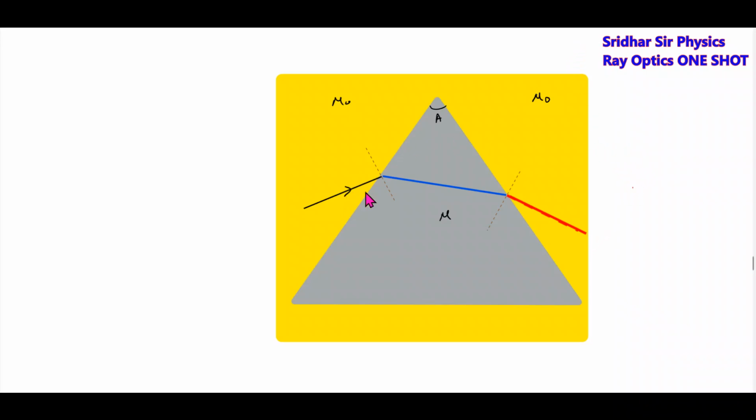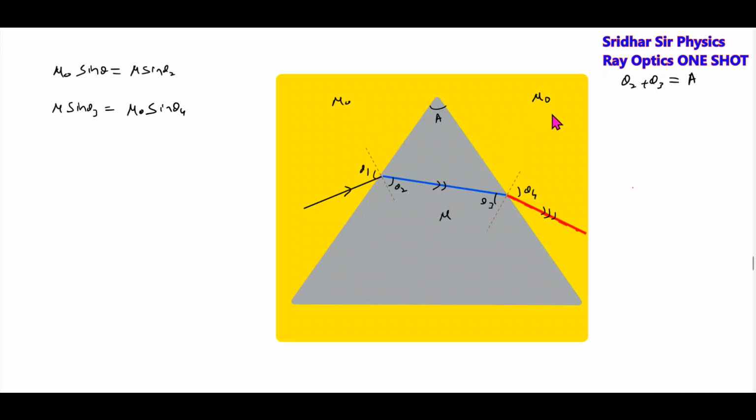Then this will be the incident ray, refracted ray. This is the emergent ray. Angle of incidence theta 1, theta 2, theta 3, theta 4. Theta 2 plus theta 3 is equal to A. Applying Snell's law, mu naught sine theta 1 is equal to mu sine theta 2. Here mu sine theta 3 is equal to mu naught sine theta 4.